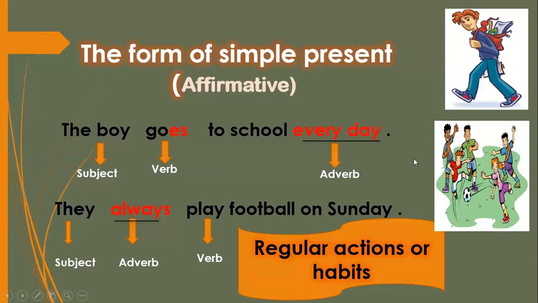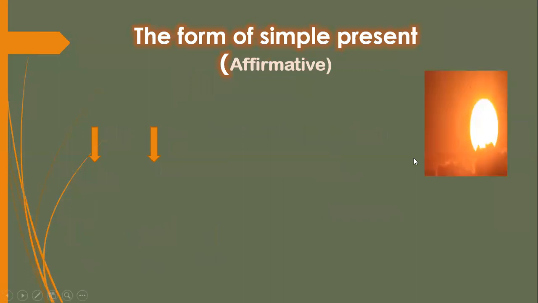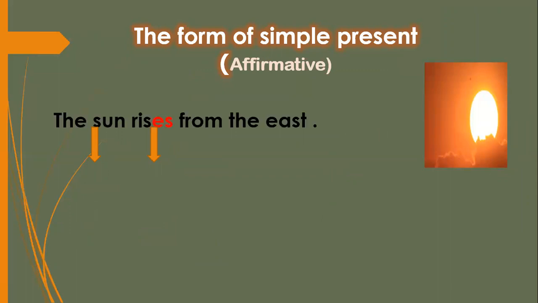Another sentence. Look at this picture. Who can give me a sentence about this picture? Yeah, excellent. So the sun rises from the east, okay? The sun rises from the east. So where is the subject here? The sun, and the main verb is rises, okay? So why do we add es to the verb rise? Because the subject, the sun, is singular. So as I told you, if the subject is singular, add s or es to the main verb, okay?